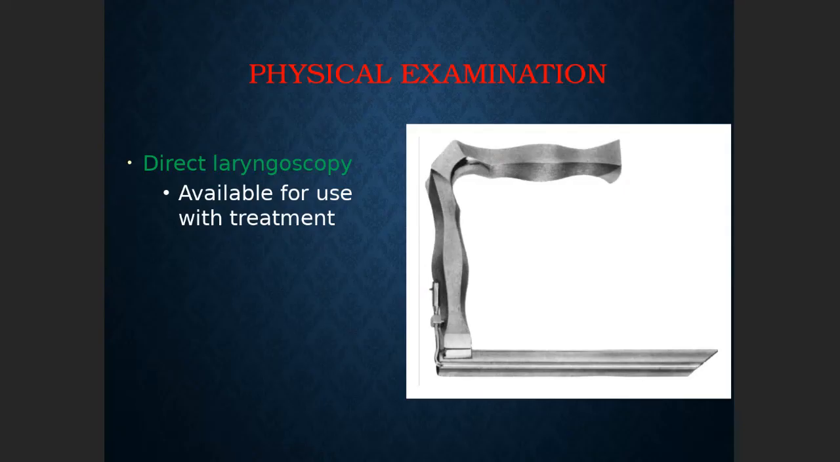Here we have the direct laryngoscope. Here you have the laryngoscope available for use with treatment. When you are using it with treatment like microlaryngeal surgery, any kind of surgery to the larynx, you can use the direct laryngoscope. Direct laryngoscope, that means you will pass to the larynx to look. You are looking from here to see the larynx here, and you can do whatever operation you will do.